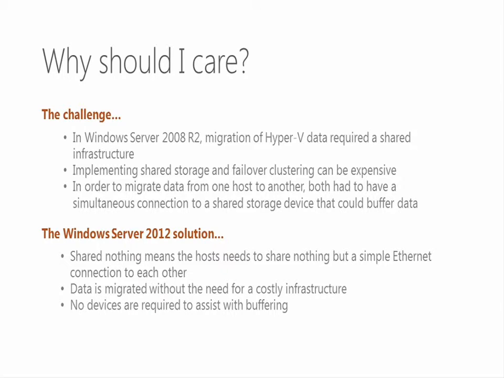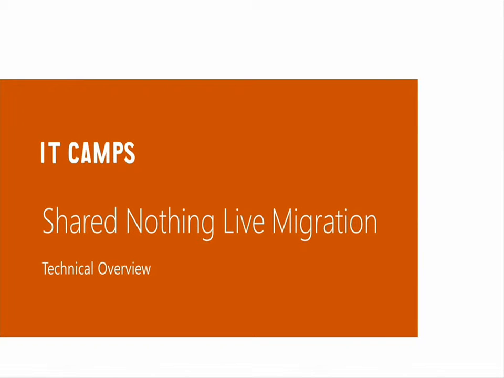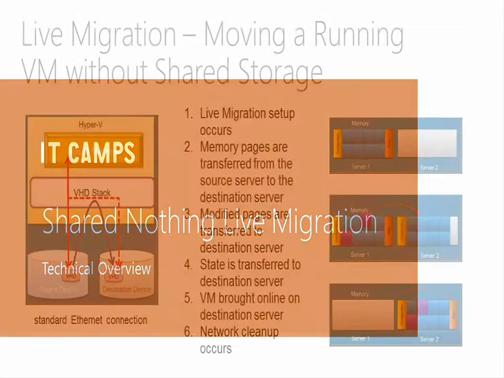Now with the Server 2012 solution, share nothing means the hosts need to share nothing but a simple Ethernet connection to each other. They don't necessarily even have to be in the same domain. Data can be migrated without this costly infrastructure that you would have to set up ahead of time with clustering and shared storage. And we don't need any physical hardware device to assist with the buffering. The operating system takes care of it for us. So next, let's take a technical overview of how this migration works with Shared Nothing.